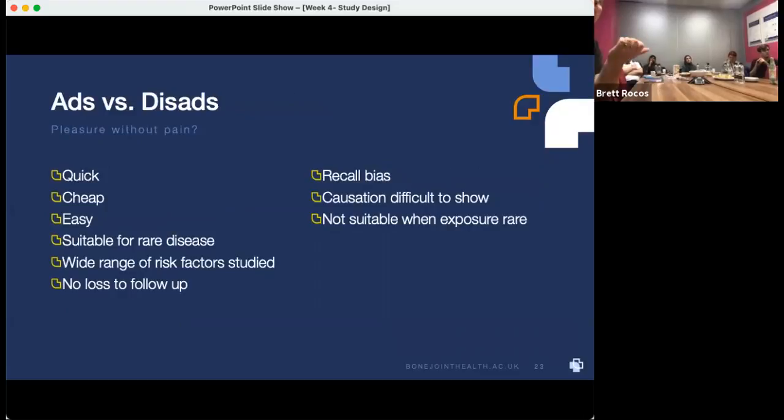So these things, they're quick, they're cheap, they're really easy. They're quite suitable for rare diseases. If you can do a snapshot of, say, the whole of London, every disease in the world is represented in London. If you do all of it, you pick up some really crazy, weird diseases. And remember, rare diseases typically go to certain centers. So they're easier to find than you might think. You can look at a wide range of risk factors. You don't typically lose them to follow-up because you ask them that day. It doesn't matter if you ever see them again or not. You're doing a standalone cross-section.